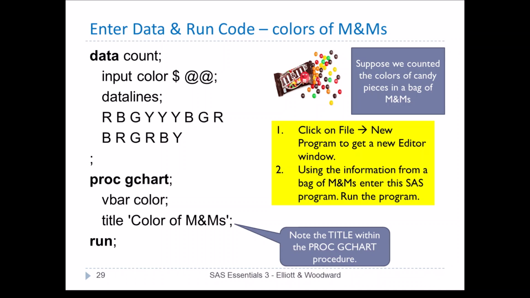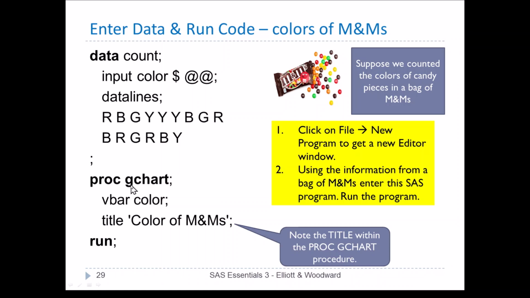So I'm going to have you click on File, New, Program to get into the Program Editor. You can pause this tutorial now if you want to and type in all of this information, starting with data count, input color, and the data lines. So what is this? We're going to create a data file called count. We're going to input a variable called color that is a string variable. The @ says continue reading the data until you hit a semicolon. Data line says the data is coming up. So here we looked at our M&Ms and we found a red one, a blue one, a green one, a yellow. So we've listed all the ones we found in the data with a semicolon.